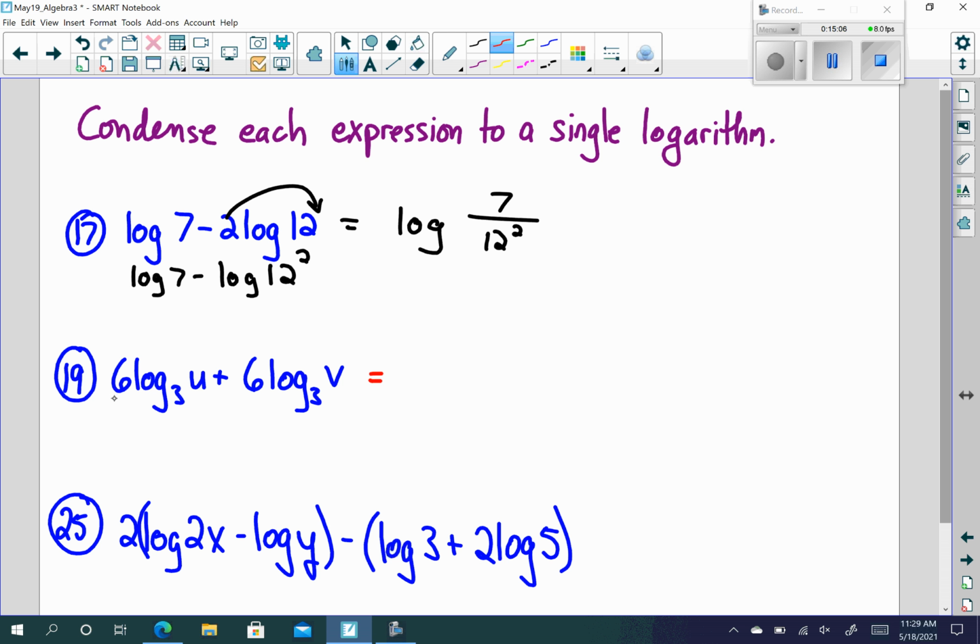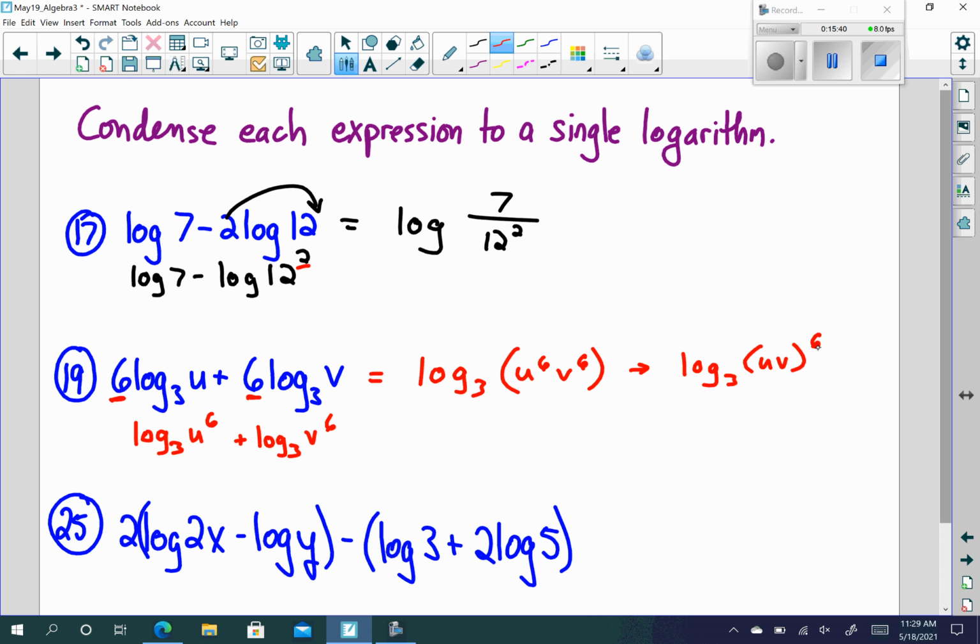Number 19, let's start the same way. If we see any numbers out in front, let's turn them into the exponents. So we get log base 3 of u to the 6th plus log base 3 of v to the 6th. So now as a single logarithm, now I have a base 3. If I'm adding, what am I going to do with the u to the 6th and v to the 6th? We're going to multiply them. So it becomes log base 3 of u to the 6th times v to the 6th. So we could leave it like that. Or we could say it's log base 3 of uv to the 6th this way, if you wanted to.